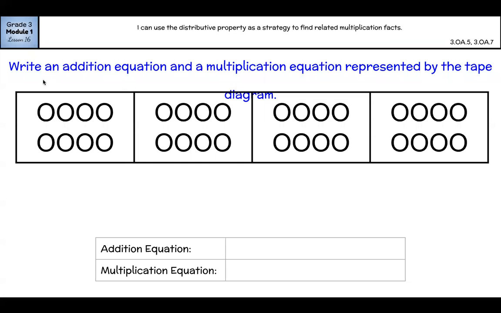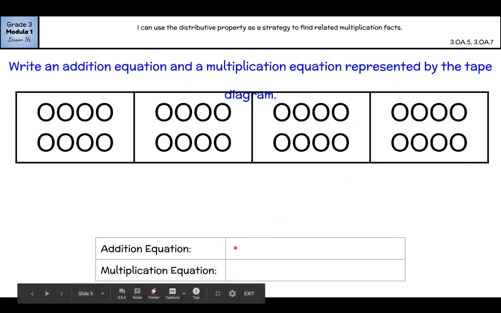Let's take a look at this one. It says, write an addition equation and a multiplication equation represented by the tape diagram. We've studied tape diagrams being squares that are attached with numbers on the inside. In this case, it's 1, 2, 3, 4. 1, 2, 3, 4. 4 and 4 is 8. So we have one group of 8, two groups of 8, three groups of 8, four groups of 8.